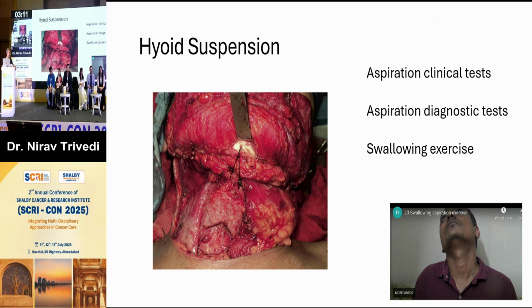Keyur, what would you prefer in a reconstruction, a PMMC or an ALT for a major glossectomy? Sir, ALT. I would prefer ALT because we can design a lotus-shaped flap, which will give bulk to the posterior palate, and it will also cover the base.